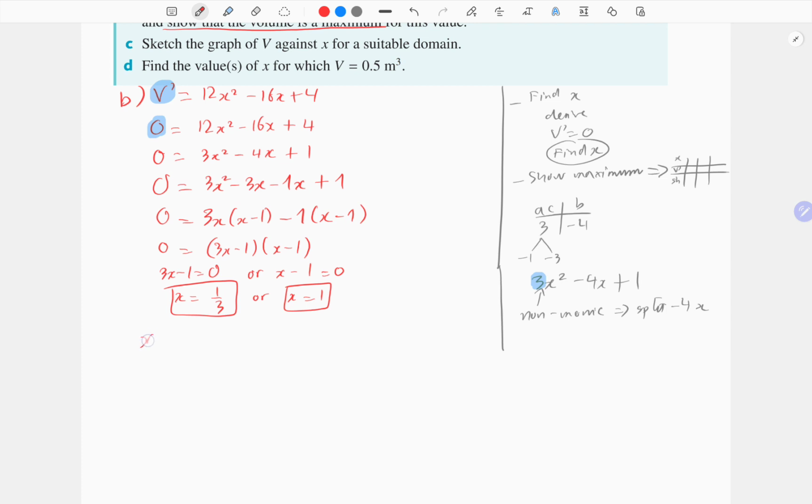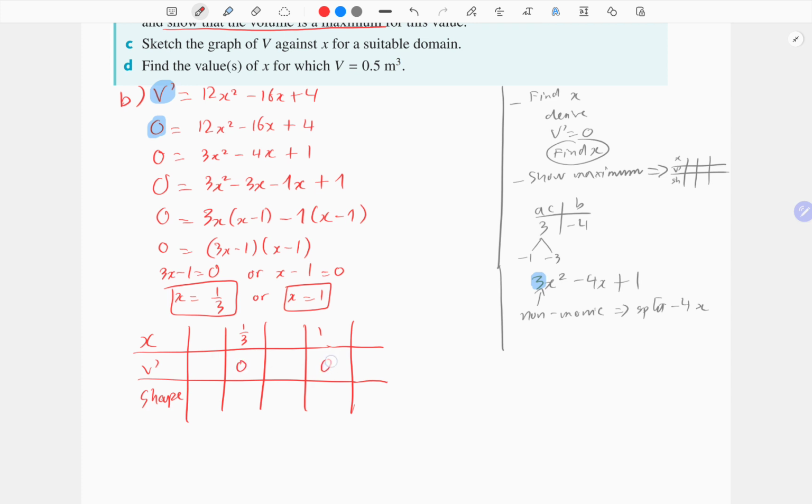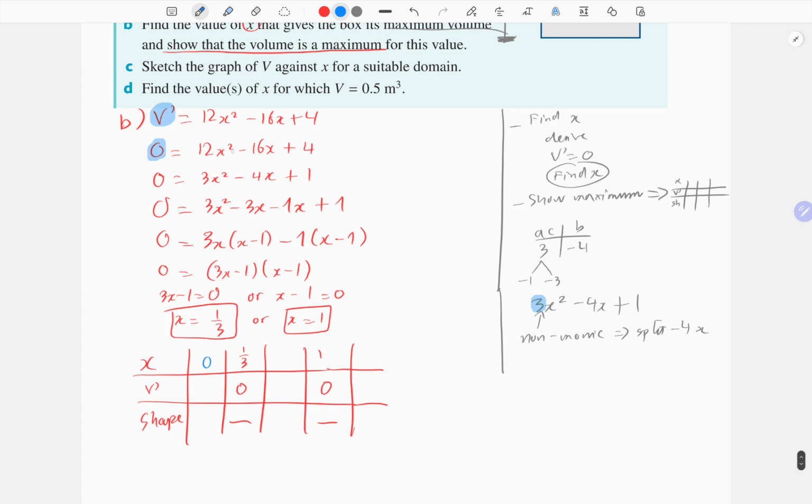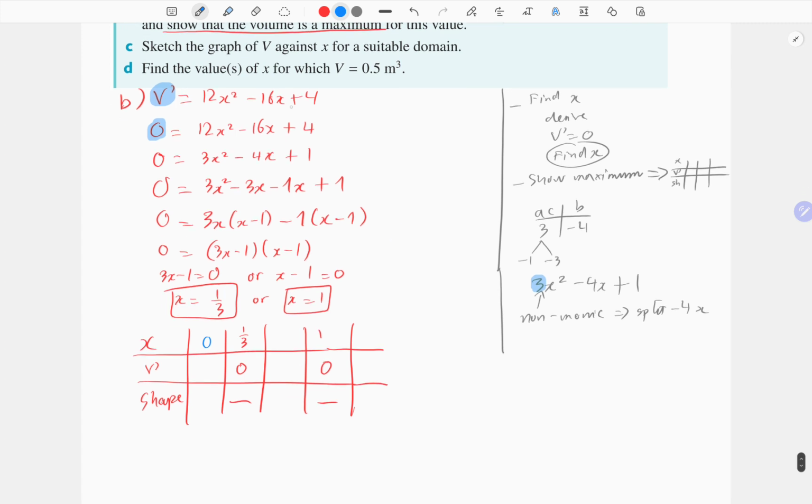Yeah, so it's going to be your same thing, x, v dash, and then the shape. Alright, we've got 1/3, we've got 1, and at these 2 points v dash is 0 and the shape is horizontal. Value before 1/3 would just be 0, value after that. Now, I would actually look at the v dash and see if I can factorize it. Oh, not really. Okay, that means I will choose a value that makes my life a little bit easier.